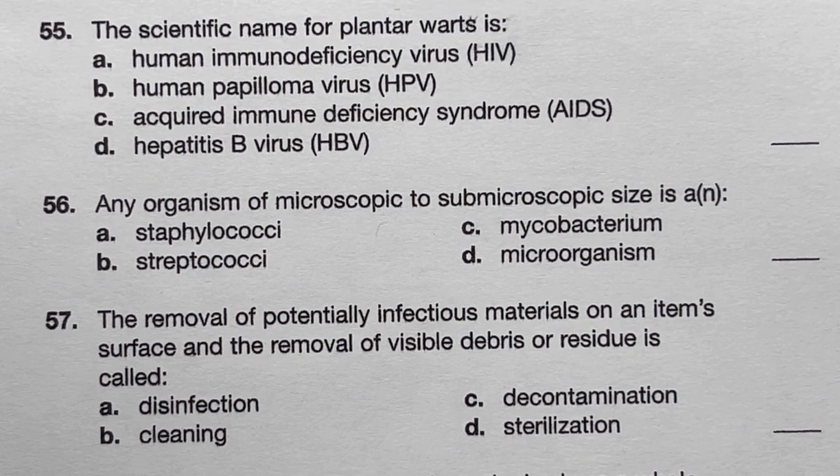Number 57. The removal of potentially infectious materials on an item's surface and the removal of visible debris or residue is called A, disinfection, B, cleaning, C, decontamination, D, sterilization. And the correct answer is C, decontamination.